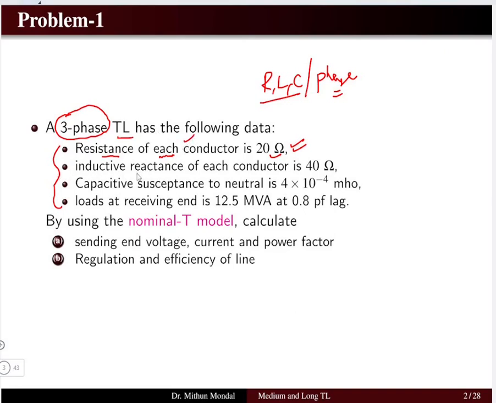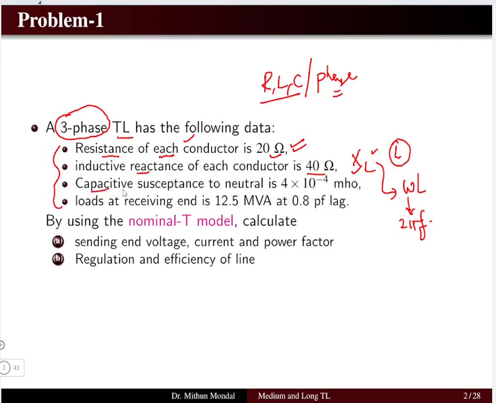Similarly, the inductive reactance, that is XL, is given to us, that is 40 ohms. This is also per phase. Sometimes in the problem, instead of XL, the inductance value L will be given. Then in that case, XL has to be calculated, which is XL equal to omega L, where omega is equal to 2 pi f, f being the frequency in hertz. However, here the XL value is directly given, so we need not convert that.